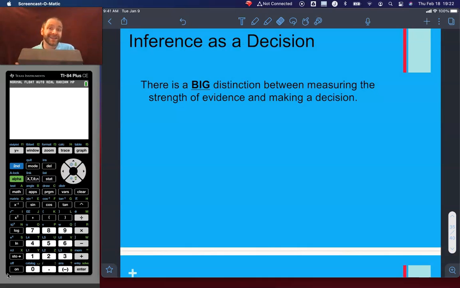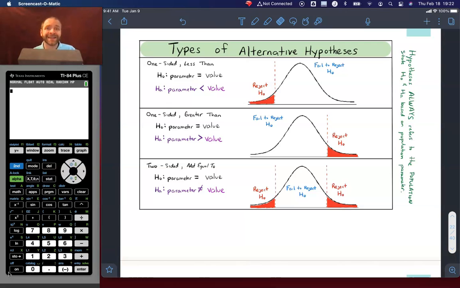There is a big distinction between measuring the strength of evidence and making a decision. So keep that in mind when it comes to your p-value. And again, think about the shaded region. Your p-value represents the area in either the tails or both tails based off of what type of test you're dealing with. So if I have a larger p-value, there's a very good chance I'm crossing into the fail to reject region. If I have a smaller p-value, I could be in that tail where I'm going to reject.